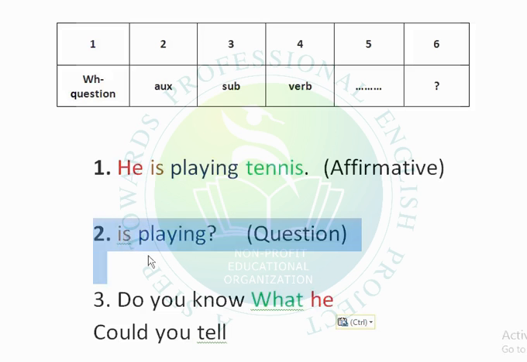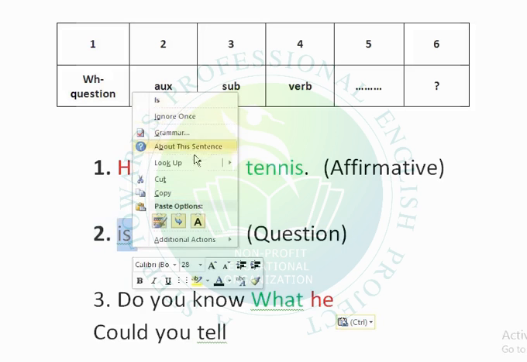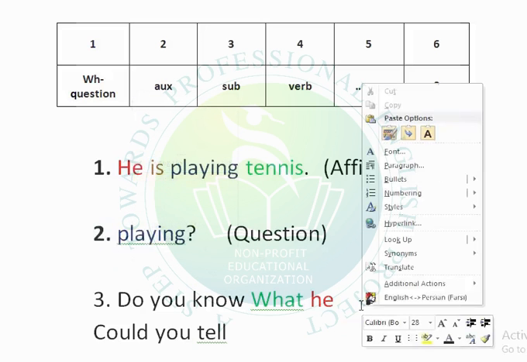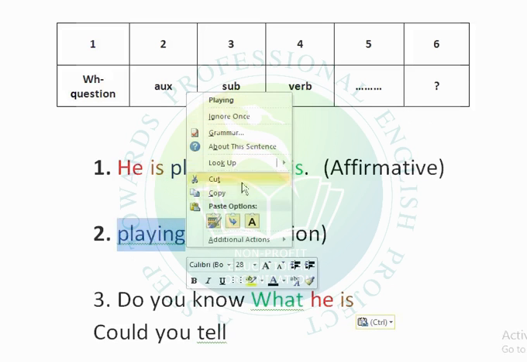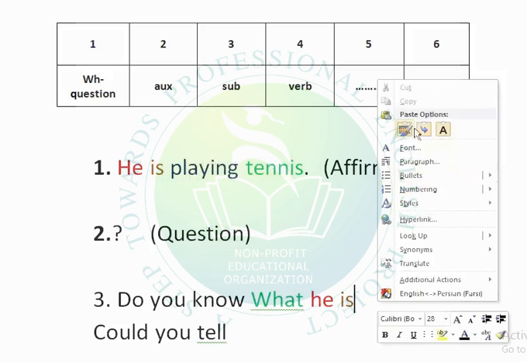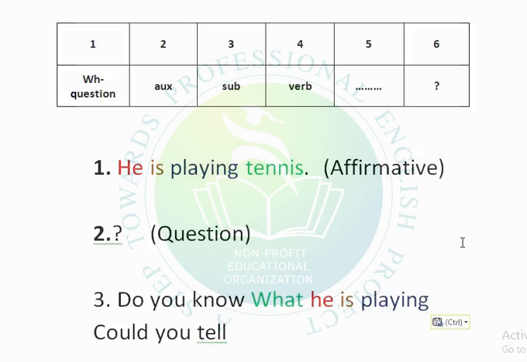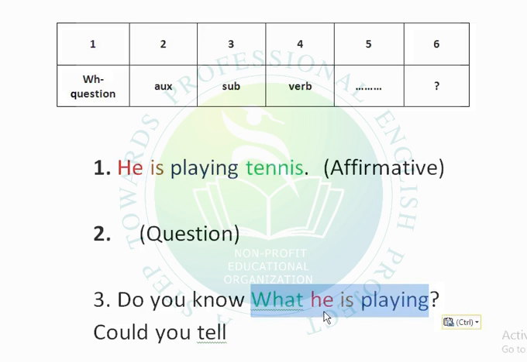is, and finally the question mark. So, do you know what he is playing? So as you can see, I make the sentence like affirmative, but at the same time I keep what and the question mark.